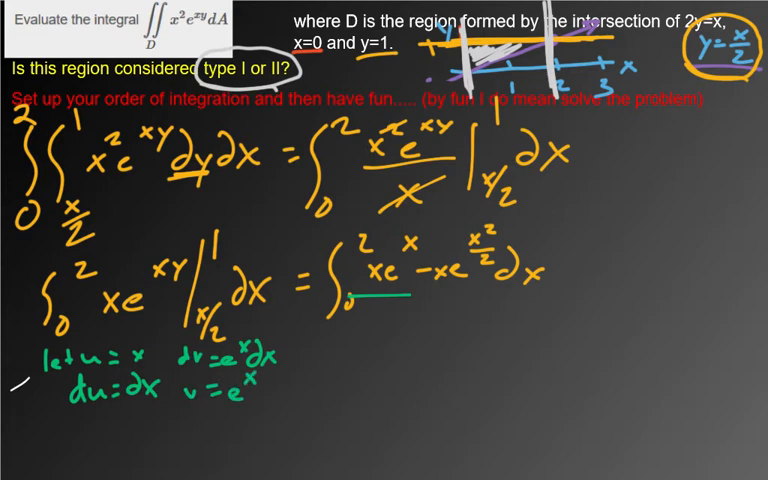And so then this first one is going to be, here, we'll do it down here. Just running out of room. So we'll have uv, so x e to the x, and then we're going to evaluate that 0 to 2, minus the integral 0 to 2 of e to the x dx.